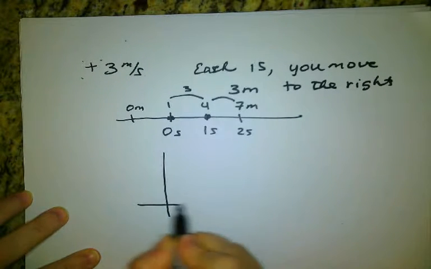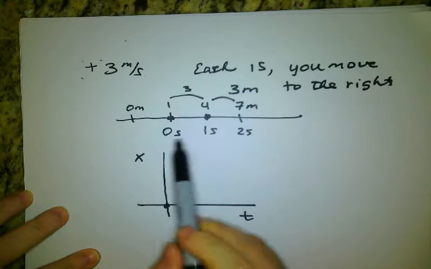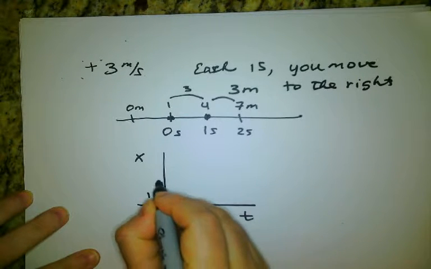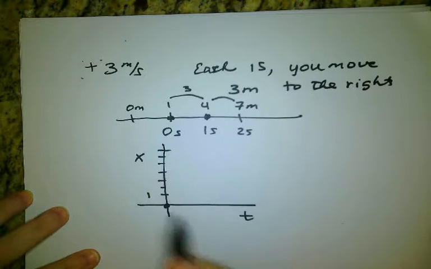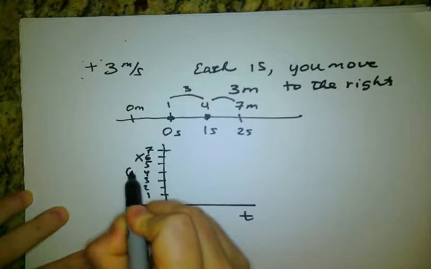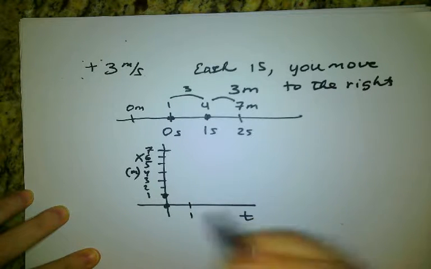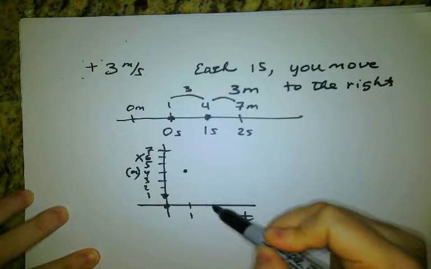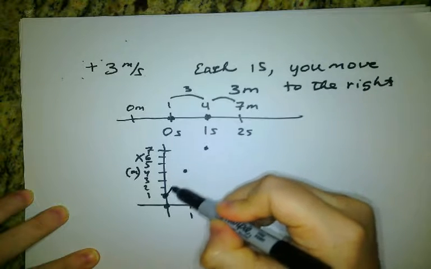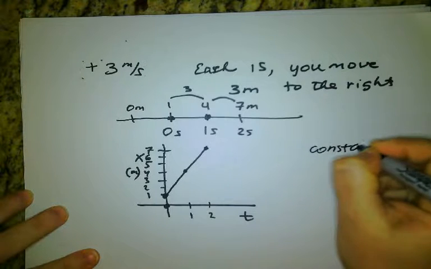So what would that look like on a position time graph? Here's your 0, 0. At 0 seconds, you're actually starting at 1 meter. So 1, 2, 3, 4, 5, 6, 7. That's how far we got. And this is in meters. So what's happening is at 0 seconds, you're at 1 meter. At 1 second, you're at 4 meters. And at 2 seconds, you're at 7 meters. And you see that you're moving equal distances in equal times. So this is called constant velocity.